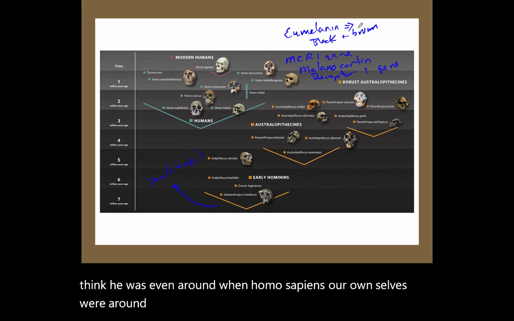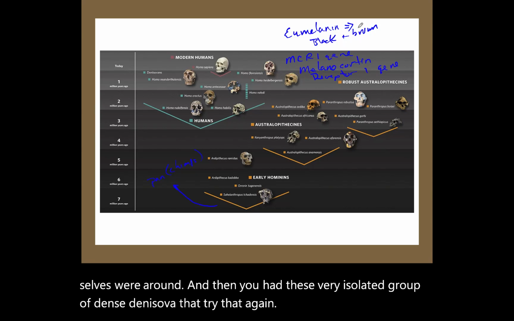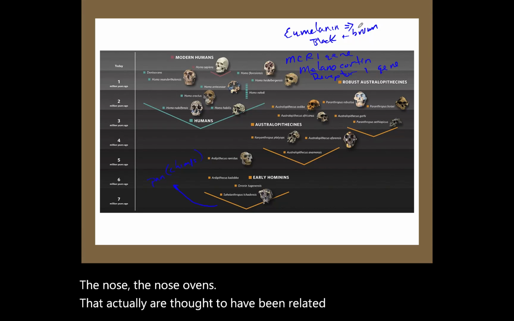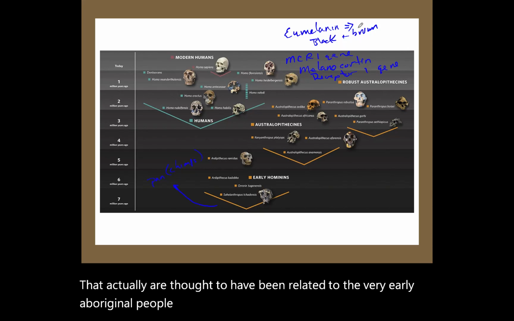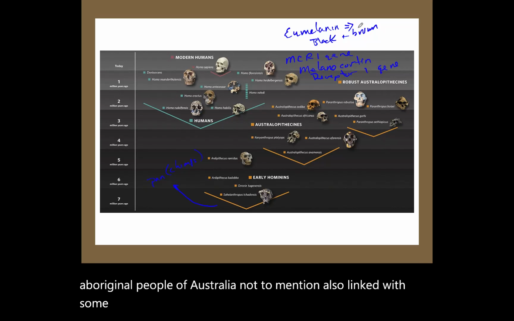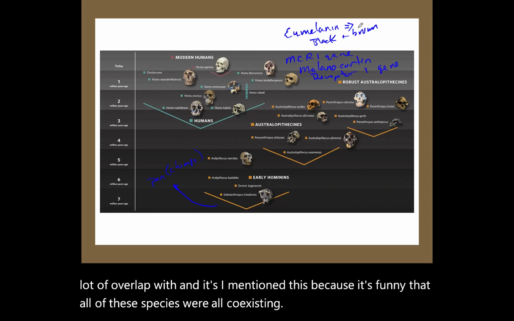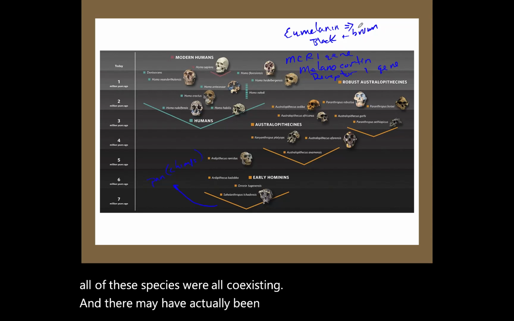And then you had this very isolated group of Denisovans that are thought to have been related to the very early Aboriginal people of Australia. Not to mention also linked with some of the Tibetan areas over in China and Asia. In fact, we see a lot of overlap with that. And I mention this because all of these species were coexisting, and there may have been interbreeding between them. Why is that important?